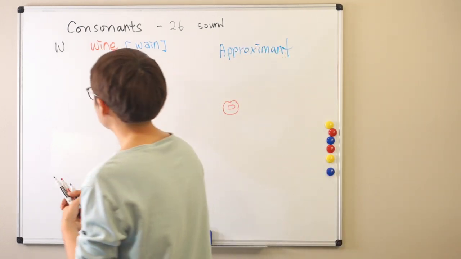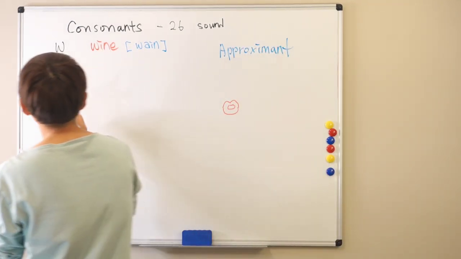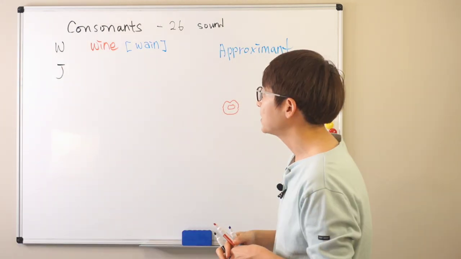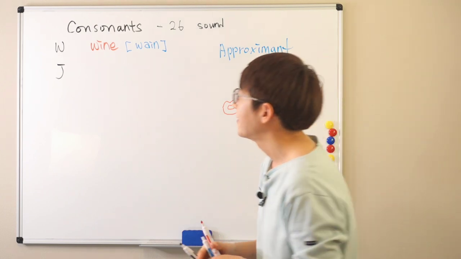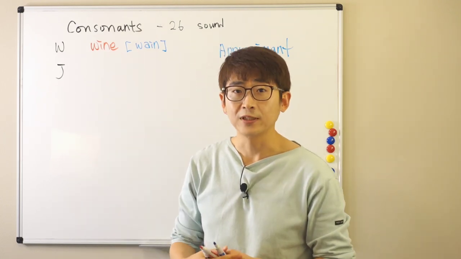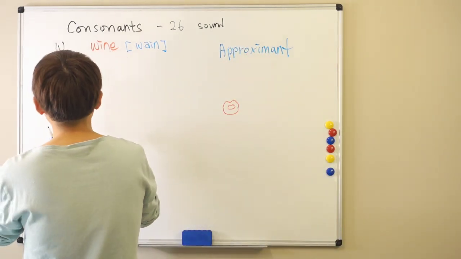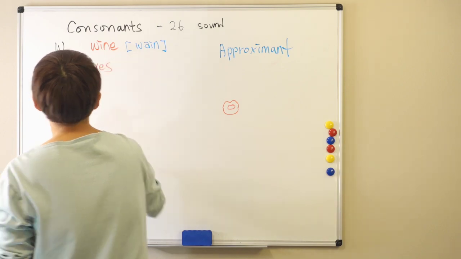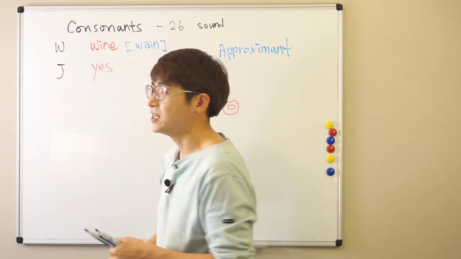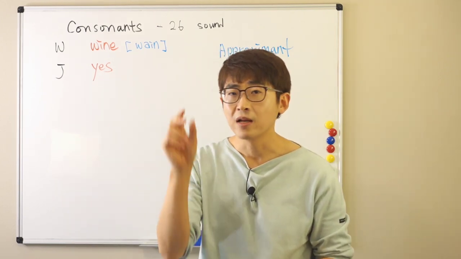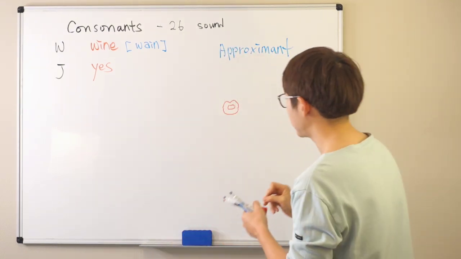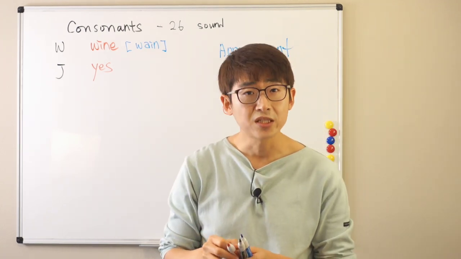All right, the next one I want to cover is this one. This one is not J. We always use this with another vowel sound. For example, in this case, it becomes yes, yes. We are bending the vowel sound a little bit. Yes, yes, okay?